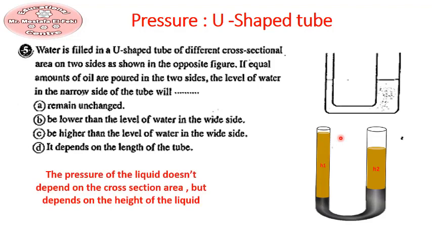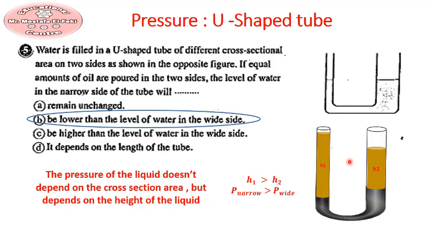Then the pressure of the liquid doesn't depend on the cross-section area, but depends on the height, where the pressure is directly proportional to the height. Since H1 is more than H2, the pressure in the narrow side is more than the pressure in the wide side. So the level of water in the narrow tube will be lower than the height of water in the wide tube.